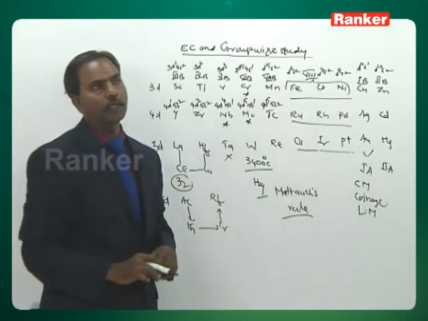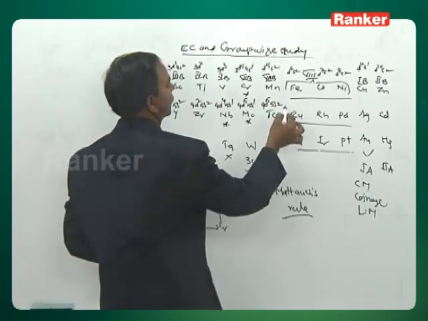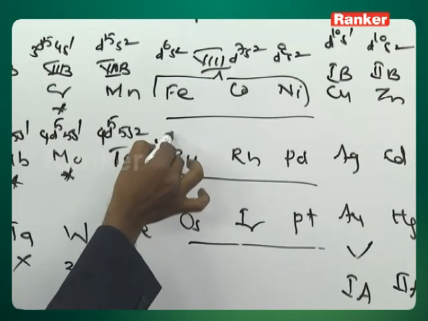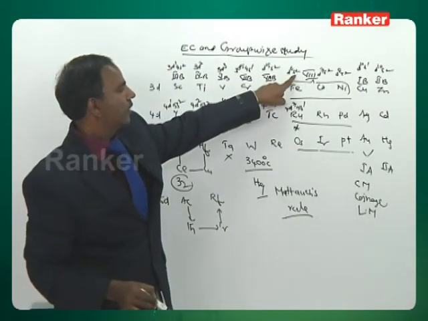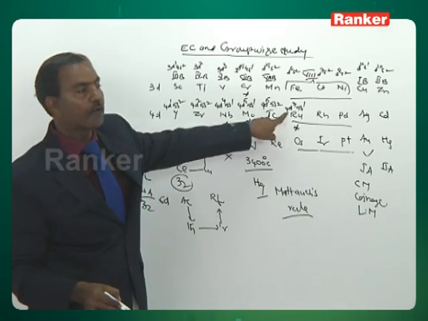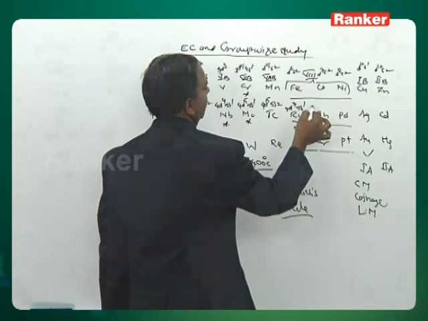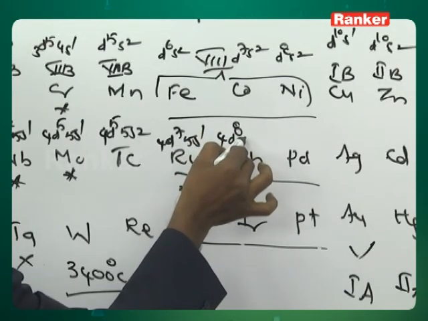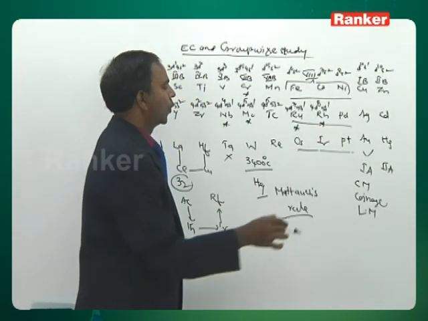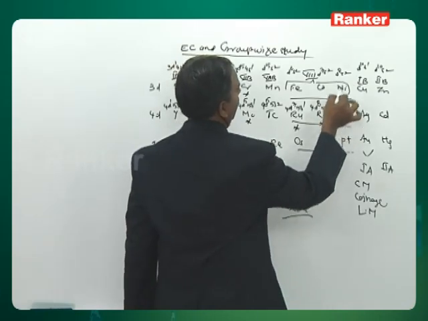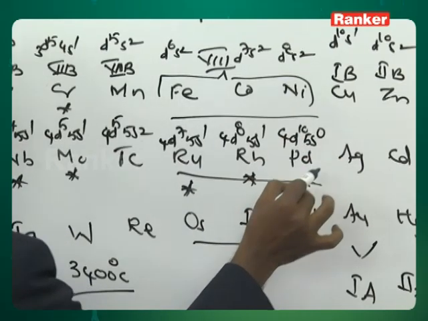Ruthenium: in the case of iron it is d6, so it should also be d6, but it is not. It is actually 4d7 5s1. See, an exception. It is not following the configuration of d6 s2, but d7 s1. And rhodium also is not d7 s2, it is d8 s1. Now 4d8 5s1. This is an exception, and this is also an exception. Palladium's electronic configuration is not d8, it is 4d10 5s0. It is also an exception.